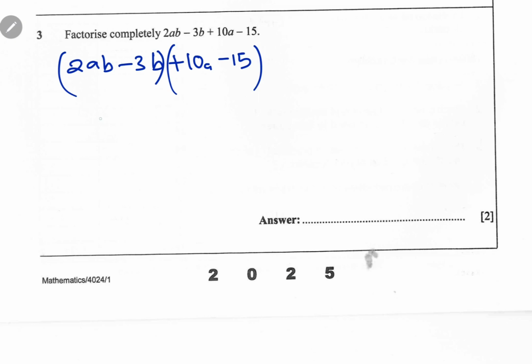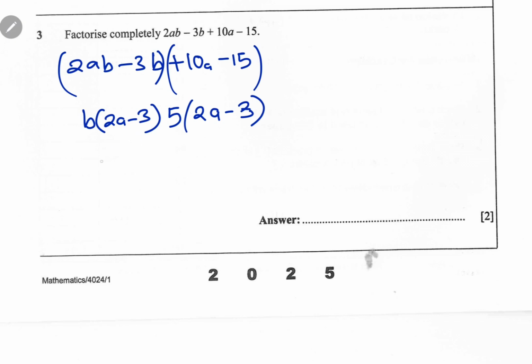In the first bracket, what is common? b is common. What remains? 2a minus 3. In the second bracket, what is common? 5 is common. What remains here? 2a minus 3, because 5 goes into 15 3 times, so that is minus 3. As you can see, this is common, that is common, and they have to be the same. If these are not the same, just know that there's a chance you've done the wrong thing.